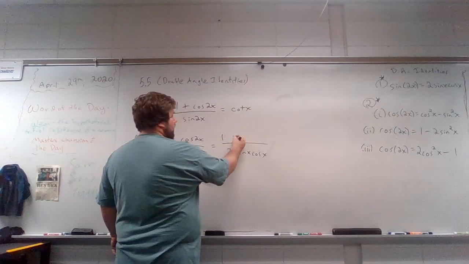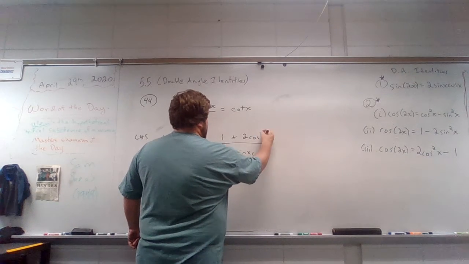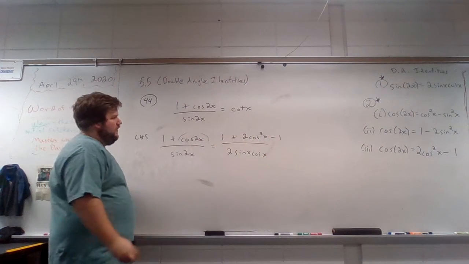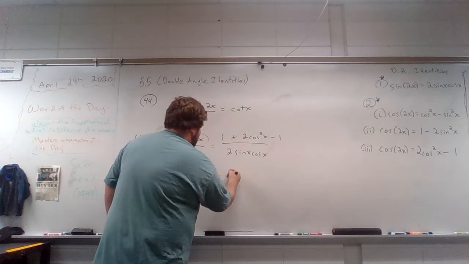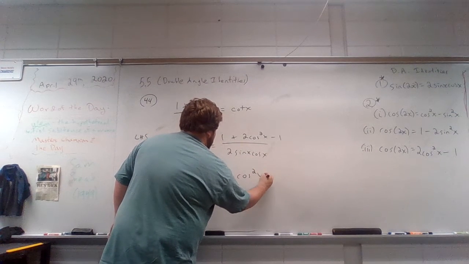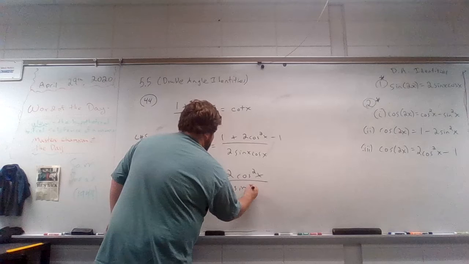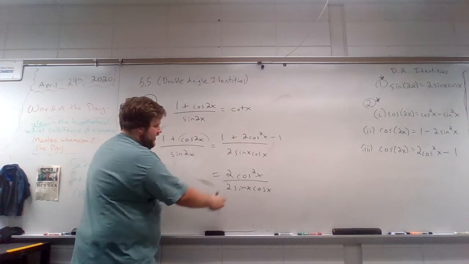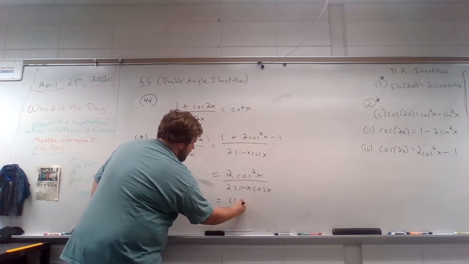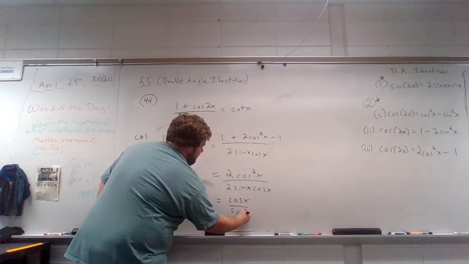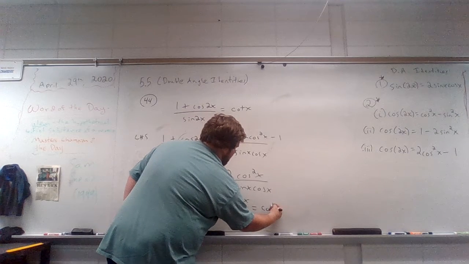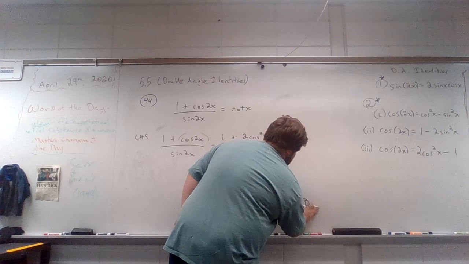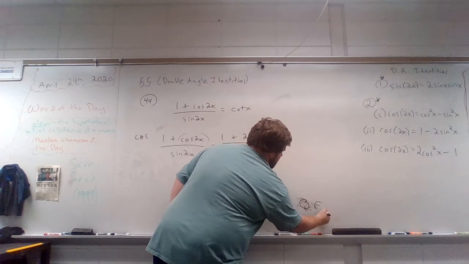So this guy, 2 cosine squared x minus 1, is cosine of 2x. Plug that in. And then notice that 1 minus 1, that's just 2 cosine squared x over 2 sine x cosine x. And then all our wildest dreams come true with the 2's canceling one of the cosines. So I get cosine x over sine x, which is going to be cotangent x. And that's going to give us our QED.